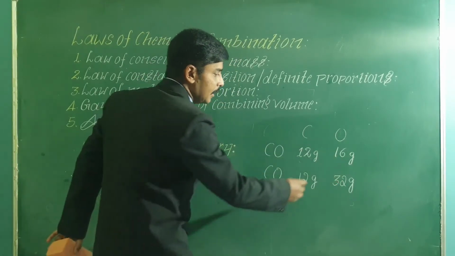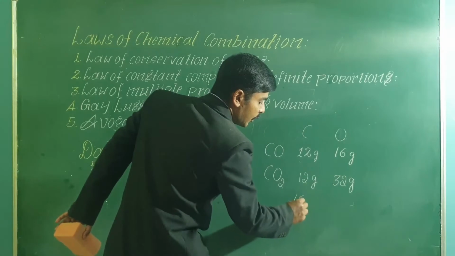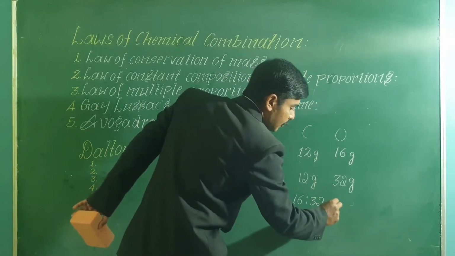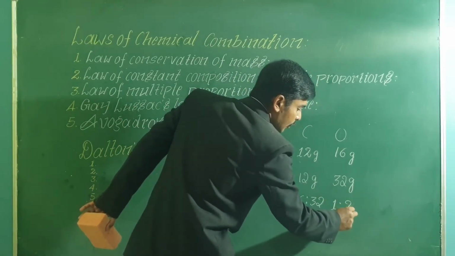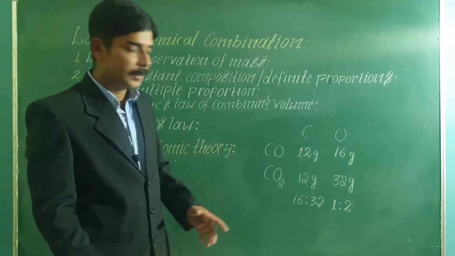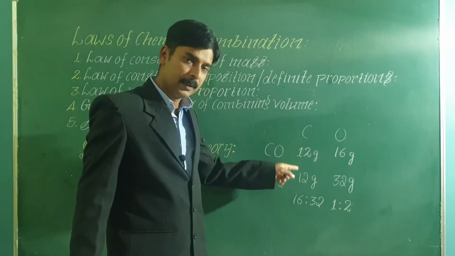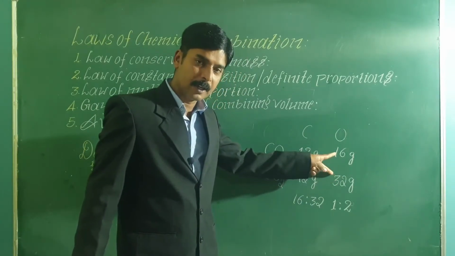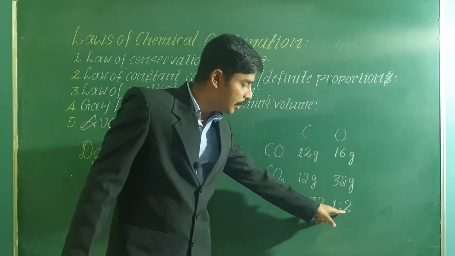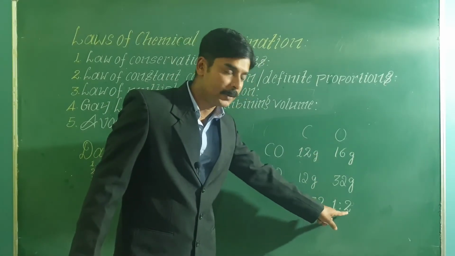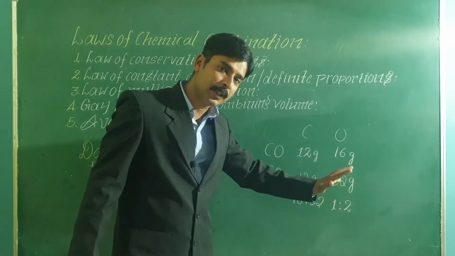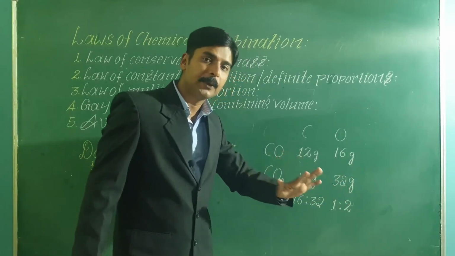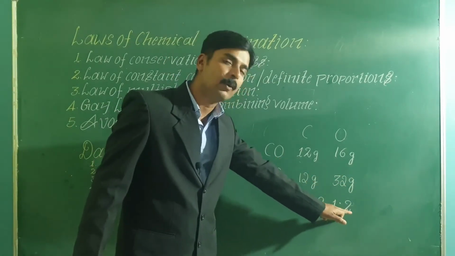Let us take the ratio of the different masses of oxygen, that is 16:32. If you simplify this, you will get 1:2. Carbon mass is fixed. The oxygen mass is not fixed. If you take the ratio of the mass of oxygen, the ratio will be a simple whole number. See, 1:2. It will always be a simple whole number. It will not be like 1.1:2.1. It will always be a whole number.